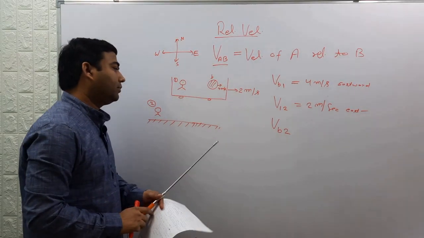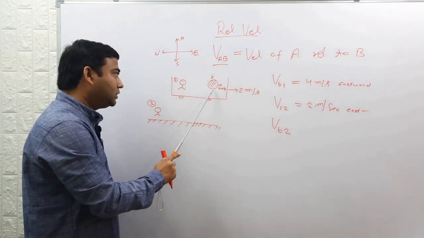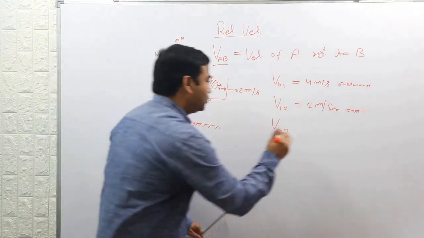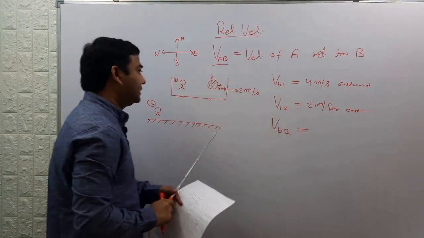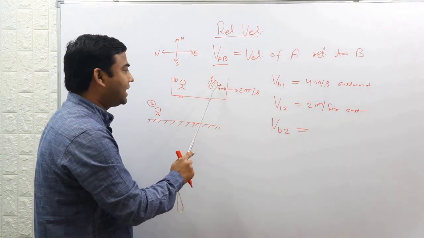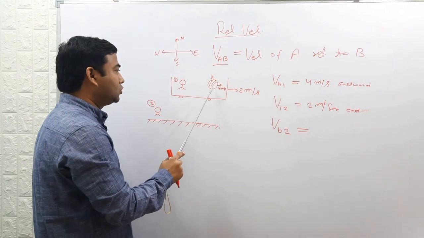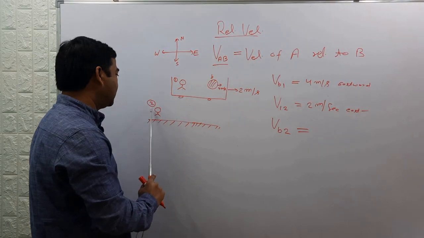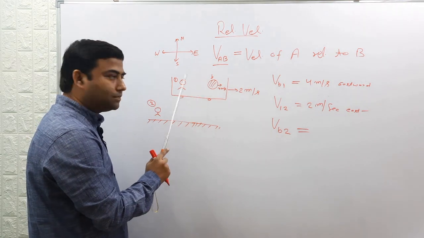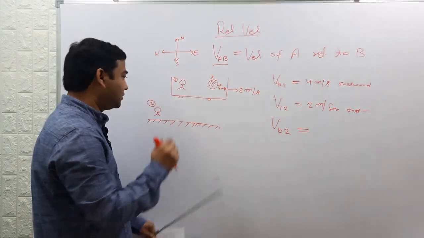V2, the velocity of the ball with respect to observer 2, which will be the velocity of the ball as observed by observer 2. So you can easily say that the ball is moving with respect to this cart at 4 meter per second, and the cart is moving at 2 meter per second in the eastward direction. So the velocity of the ball with respect to observer 2 will be the velocity of the ball with respect to this cart plus the velocity of the cart with respect to observer 2.